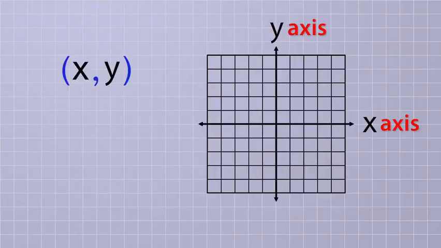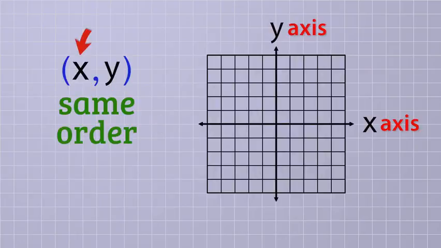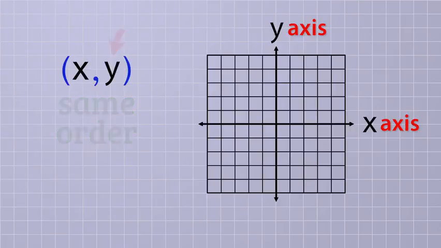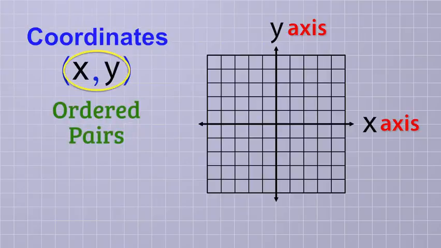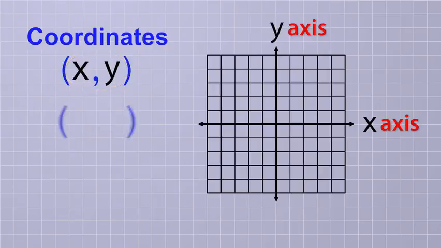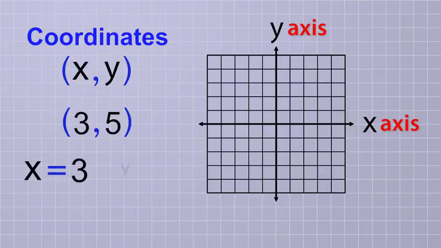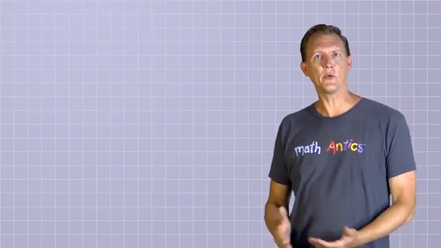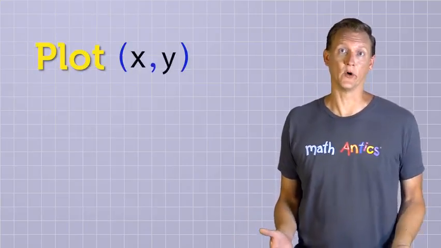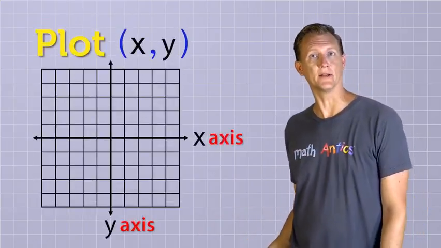And we're always going to list the numbers in that same order, x first and then y, so that we never get confused about which is which. In fact, coordinates are often called ordered pairs because they're a pair of numbers that are always listed in the same order. X value first, y value second. So if you have the coordinates (3, 5), that means x equals 3 and y equals 5. Pretty easy, right? But now, how do we actually plot these coordinates, or ordered pairs, on the coordinate plane?